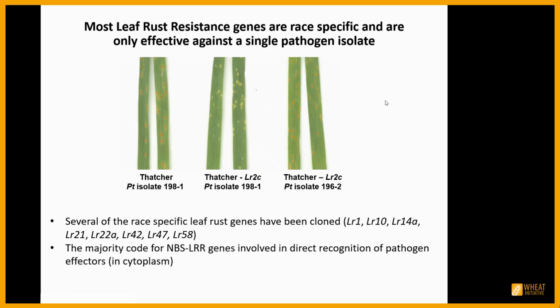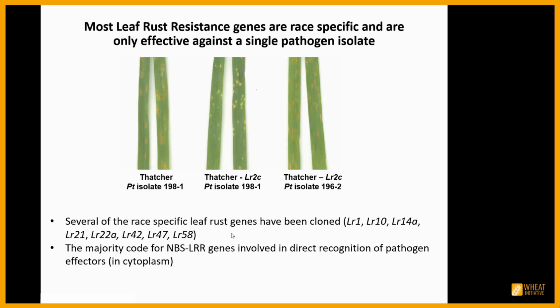As you will know, most leaf rust resistance genes are race specific and therefore only effective against a single pathogen isolate. Here's an example of an isolate that causes pustules, so it is lacking a resistance gene. In this case, this isolate on a Thatcher genetic background, which has the Lr2c gene, is causing necrotic lesions.